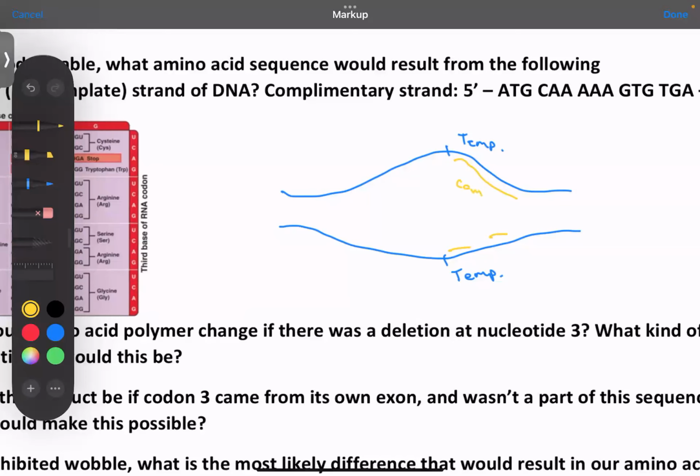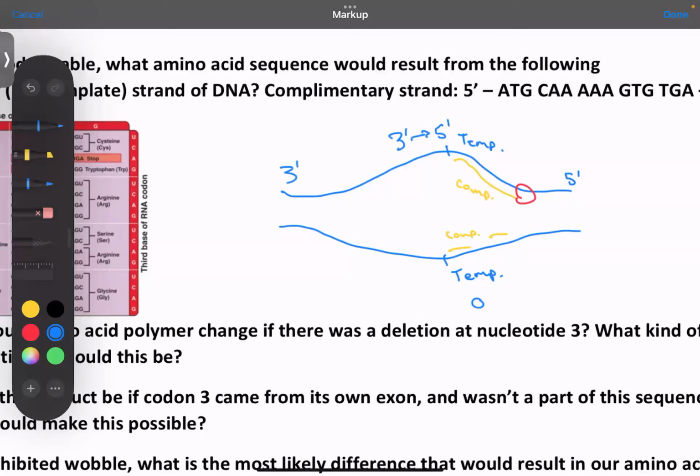So template and then complementary. And our enzymes attach to our template strand, and they can only read our template strand of DNA. And keep this in mind for all of this molecular genetics that we're doing for transcription, translation, and replication, that enzymes read template strands of DNA from the 3' to the 5' direction. So this would be the 3', and this would be the 5'.